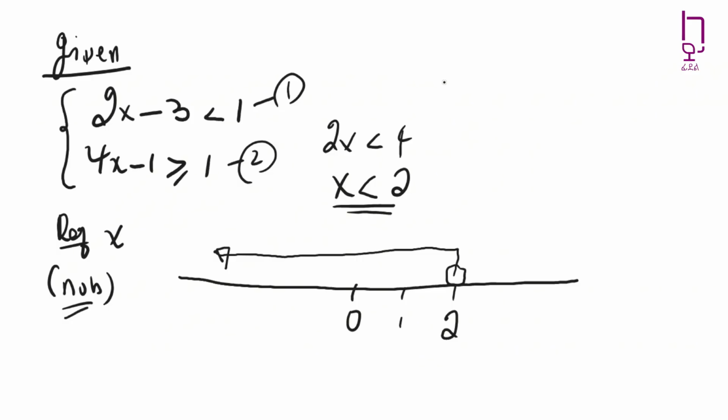Okay, I'm going to do the same thing for inequality 2. So you have 4x. When I take minus 1 over that side, it becomes 2. X is half. X is 1 over 2 or half. Okay, 1 over 2 is somewhere here, right? This is half. So x is greater than half, right?